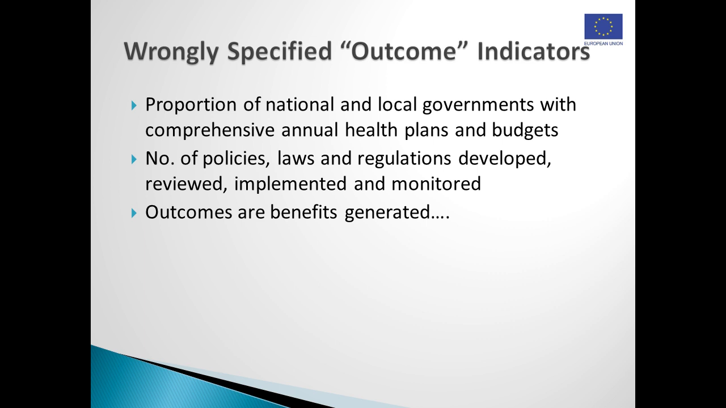Similarly, it's not hard to find examples where ministries have proposed as so-called outcome indicators, indicators which really are measures of activities. An example is the indicator, the proportion of national and local governments with comprehensive annual health plans and budgets. Well, once again, developing a plan or elaborating a budget is an activity. It's not even an output, and it's certainly not an outcome, because as we've seen, outcomes are beneficial changes which are generated for individuals or for society as a whole.